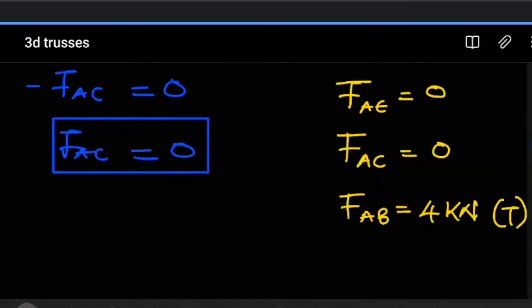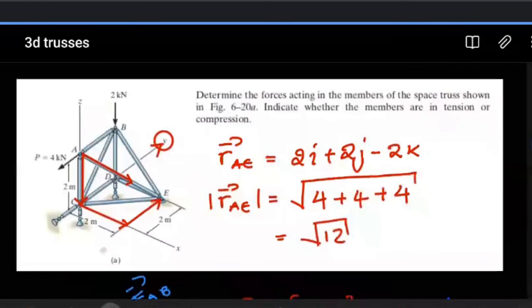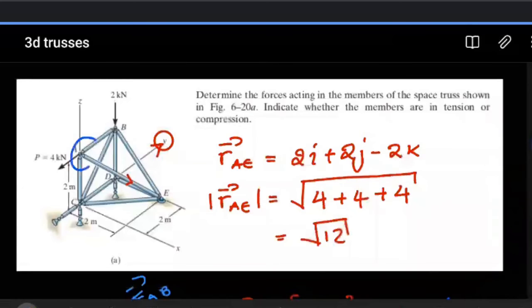Now we need to do more. So the members we have sorted out are members which are, let me just show you, these are members which are here. So this sorts out this one, and this one. So we still have this one here, and this one here. So to sort out those 3, we now move on to look at the joint at B.